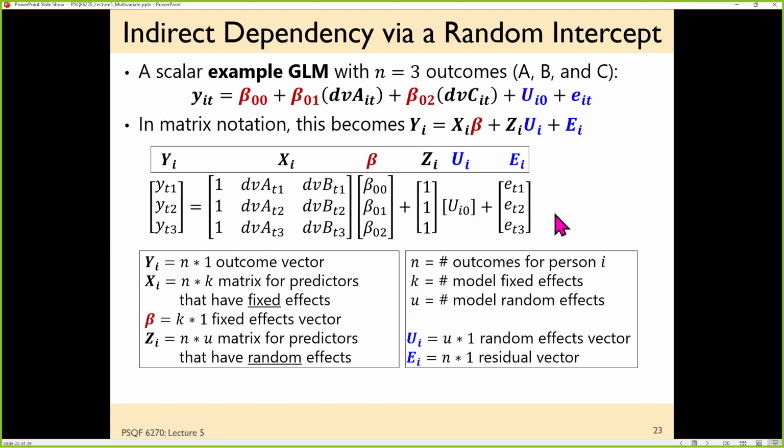I've got the matrix notation here because I felt like I would be derelict in my duties without it. So if we have, say, 3 outcomes per person, A, B, and C, and I have this U and this E, the way that this would typically be described is this type of equation right here, where X is the design matrix for all the predictors that have fixed effects, beta is the matrix of fixed effects, Z is a design matrix for the predictors that have random effects, and at this point there's only one, just an intercept, and then U is the matrix that holds the random effects, one separate for each person, and E holds the per outcome residuals that are left.